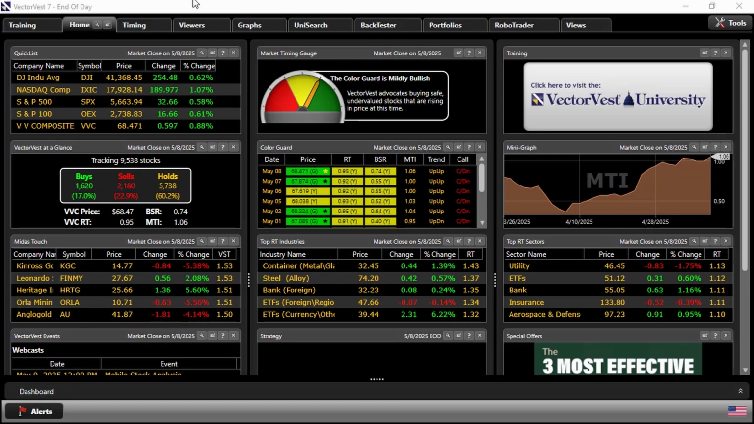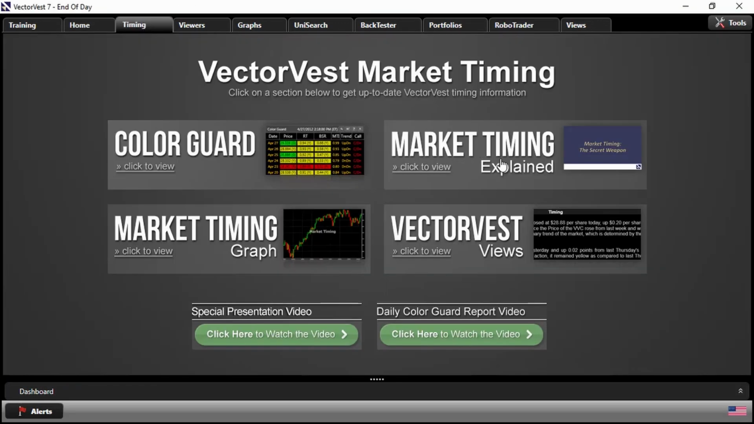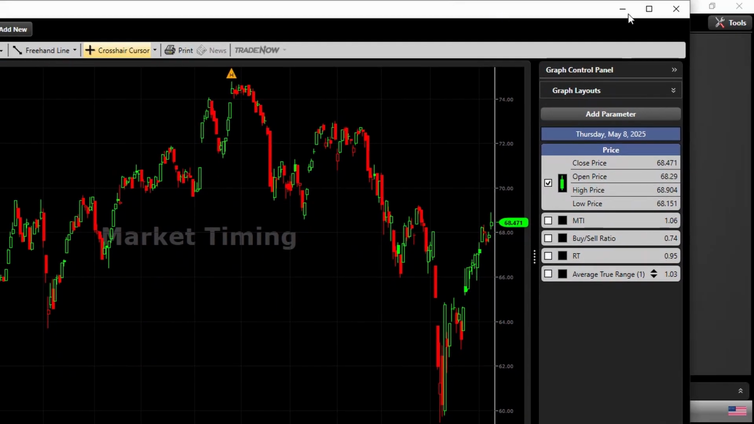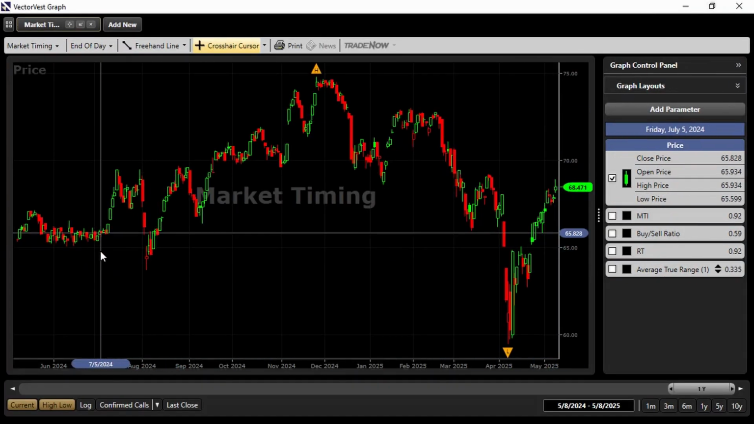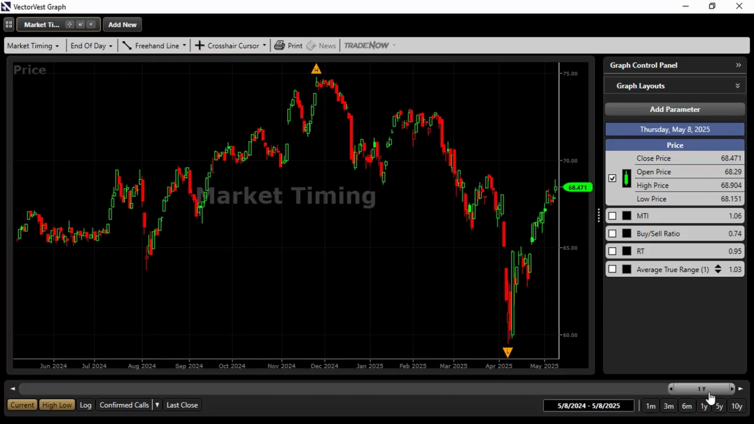From the home page, I'm going to click on the Timing tab and then click on the Market Timing Graph button. This will open a Market Timing Graph, and I'm looking simply here at the price of the VectorVest composite over a 1-year time frame with daily candlesticks. The VectorVest composite is our broad market index. We call it the VVC, and that's the price action we're seeing on this chart.